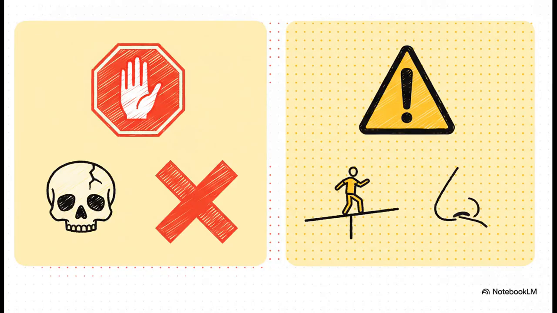So, we split these no-goes into two groups. Absolute means stop, full stop, do not pass go. Think major facial trauma or a basilar skull fracture. Then you have relative, which is more like a yellow light. It means you need to be extremely careful. Things like bleeding disorders or a really bad gag reflex fall into this category.